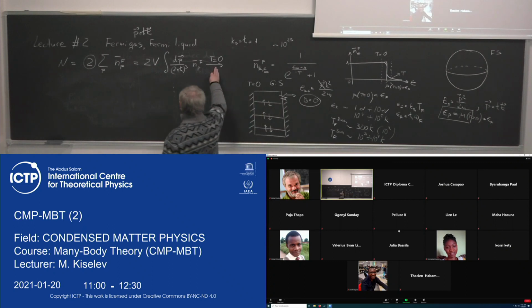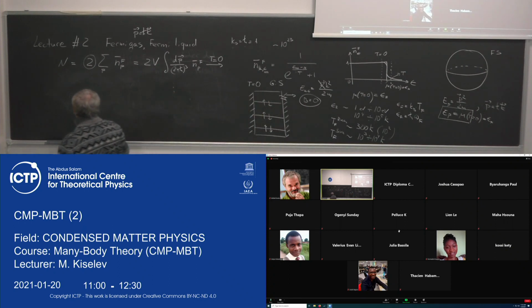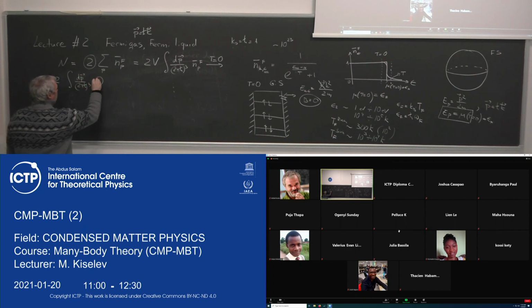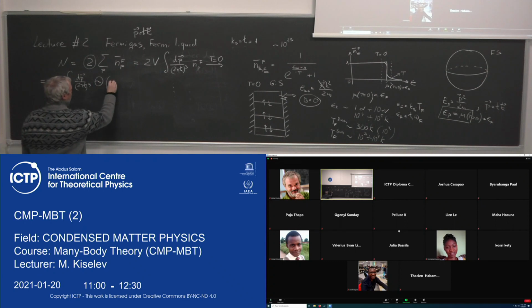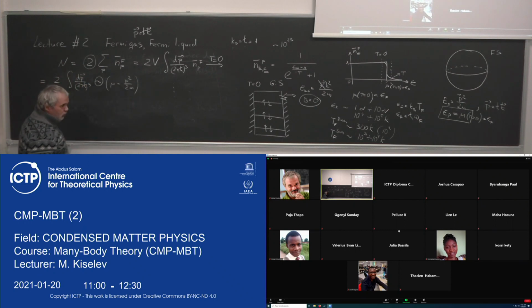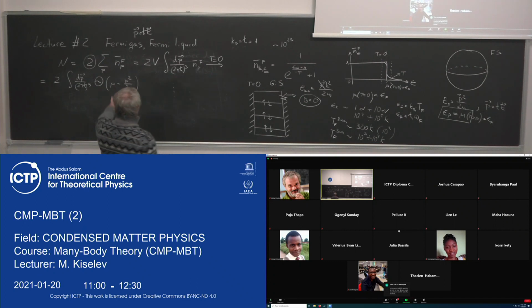So, if I assume that I'm dealing with the ground state, temperature equal to 0, I will continue. This is the integral d^3p over (2 pi h bar) cubed, and here I have a theta function of mu minus p squared over 2m. The theta function is a step function which is 1 if the argument is positive and which is 0 if the argument is negative.